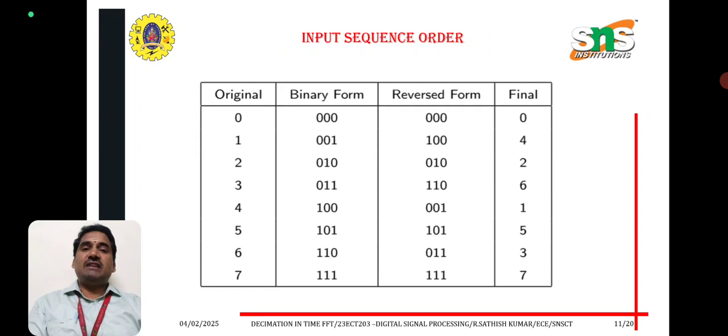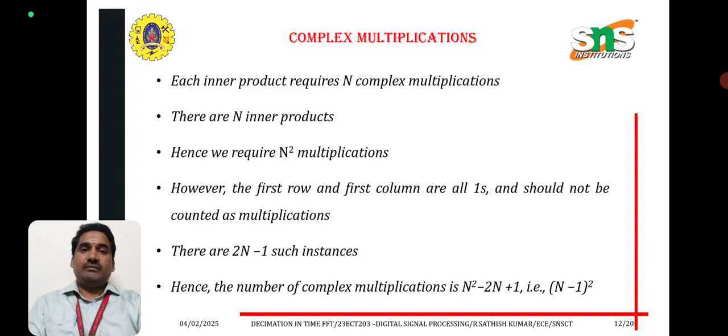This is the input sequence order, original order 0 to 7. In terms of binary form: 000, 001, 010, 011, 100, 101, 110, 111. Reversed form is equal to 0, 4, 2, 6, 1, 5, 3, 7. This is the binary form of reversed order.